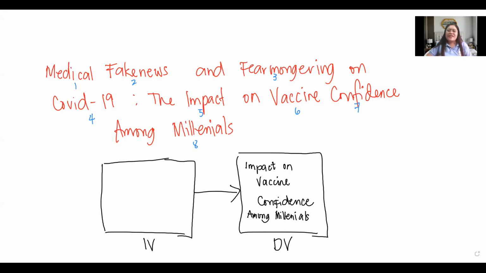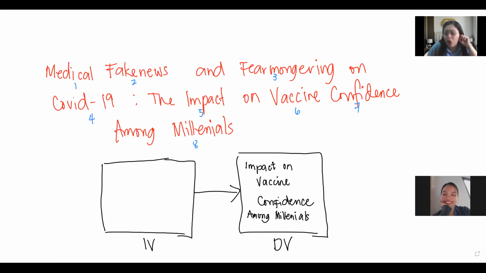Okay. Now, since we have already identified the outcome, now what will be our independent variable? The predictive variable sa atuang study. The one that we are going to manipulate or we are controlling. And the one that will result to the dependent variable. Okay. Medical fake news and fear-mongering on COVID-19.